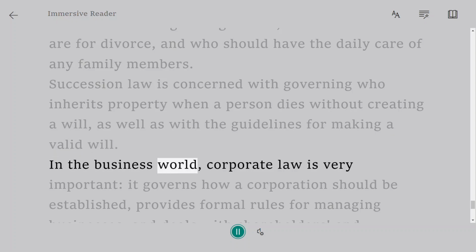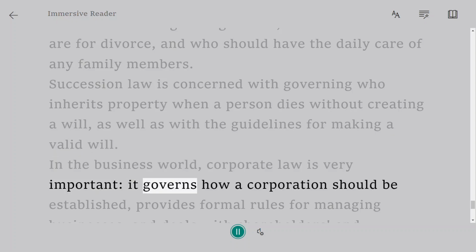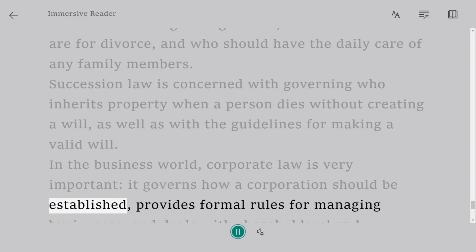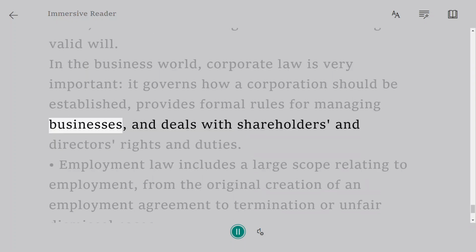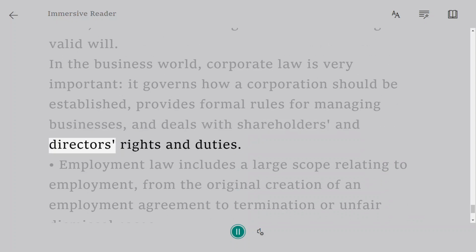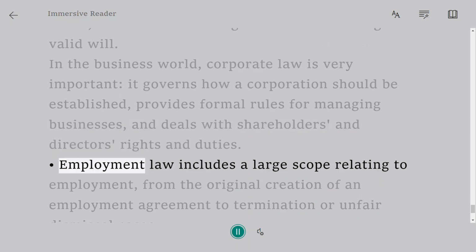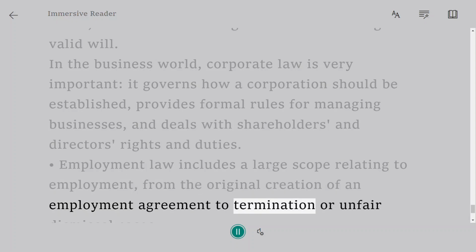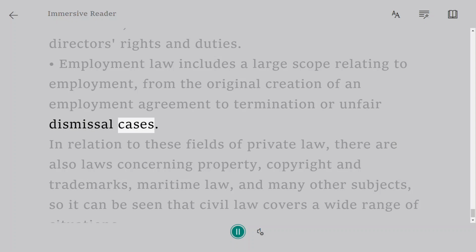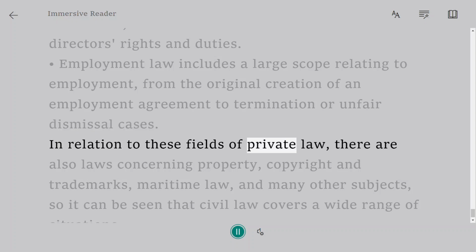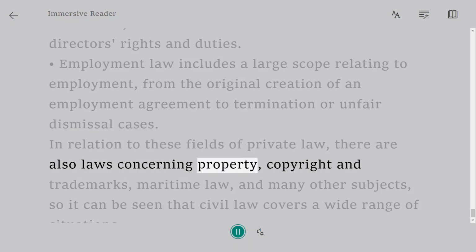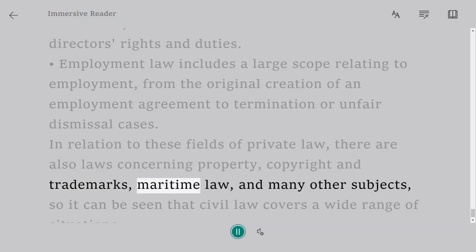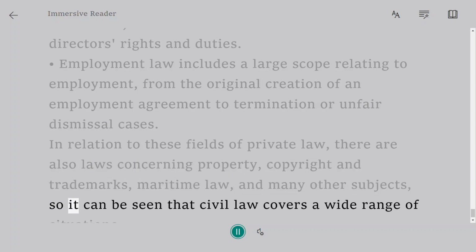In the business world, corporate law is very important. It governs how a corporation should be established, provides formal rules for managing businesses, and deals with shareholders' and directors' rights and duties. Employment law includes a large scope relating to employment, from the original creation of an employment agreement to termination or unfair dismissal cases. In relation to these fields of private law, there are also laws concerning property, copyright and trademarks, maritime law, and many other subjects, so it can be seen that civil law covers a wide range of situations.